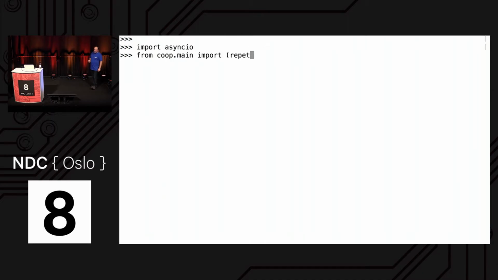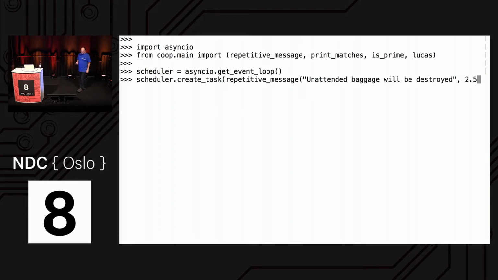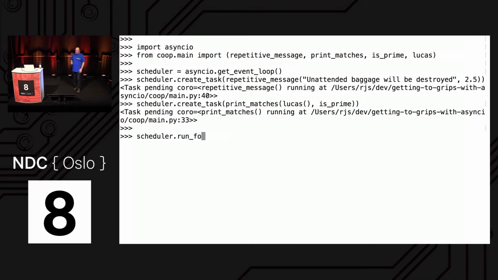So let's see what behavior we get now. The invocations here are a little bit different because now I'm using some async I/O stuff. So I get the async I/O event loop. I no longer need my own scheduler here. And I now call create task. You can see it returns a task object. That's an async I/O task object, not one of my task objects.